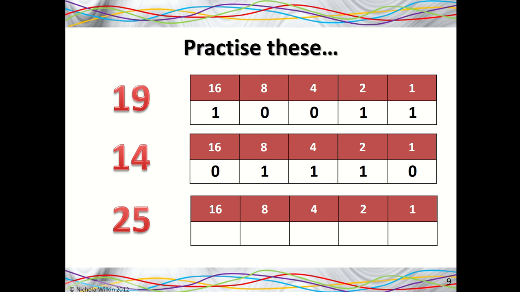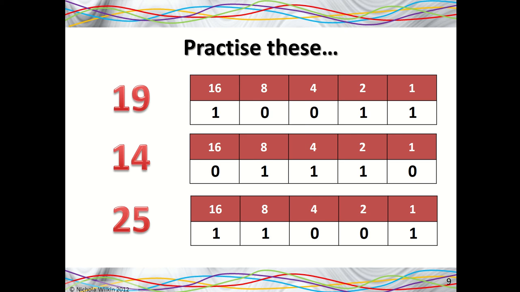Last one. We have the denary number 25. Now we know that 16 goes into 25 once, so we put 1 in the 16 column. Then 25 take away 16 leaves us with 9. So 8 goes into 9 once, so we put 1 underneath the 8. And 9 minus 8 leaves 1. So 4 does not go into 1, so we put 0. 2 does not go into 1, so we place 0. And obviously 1 goes into 1 once, so we place 1.